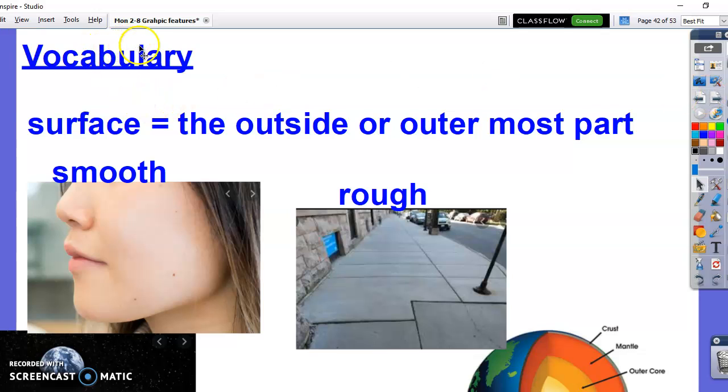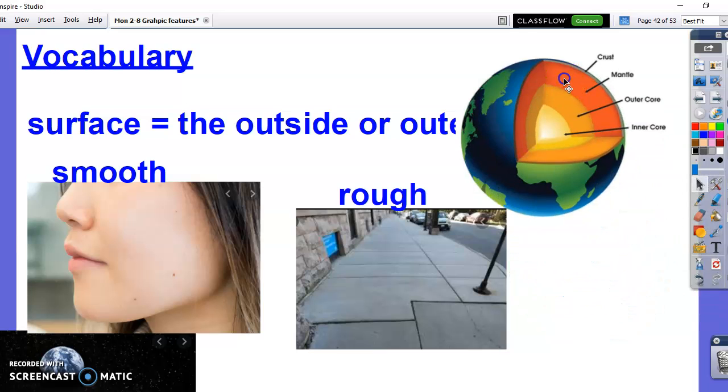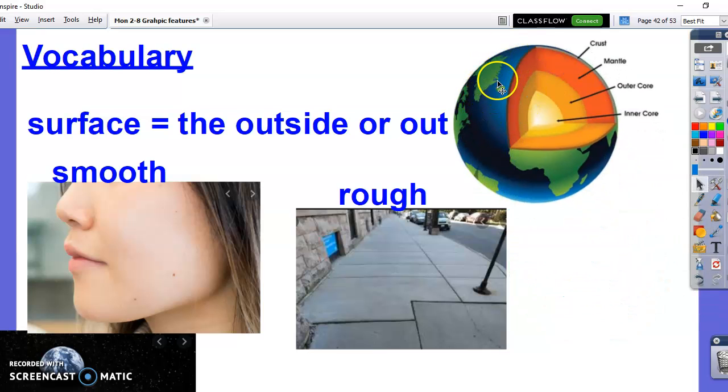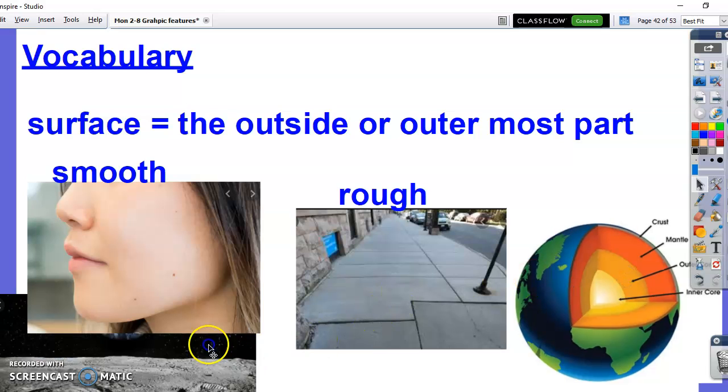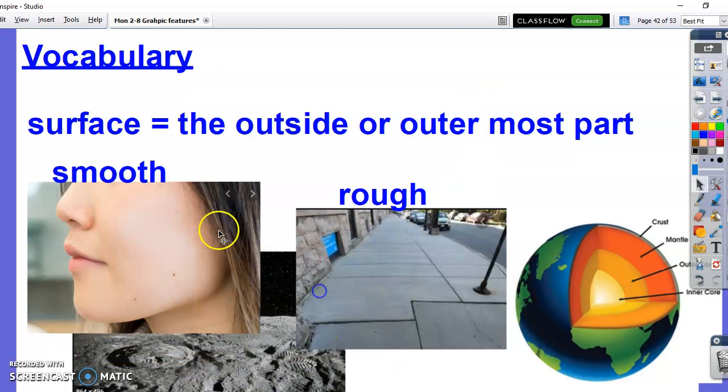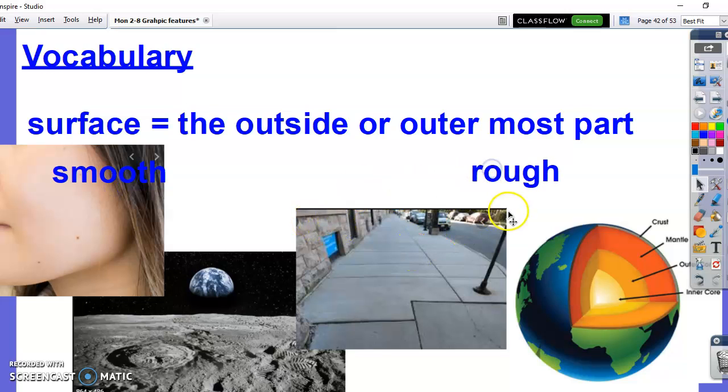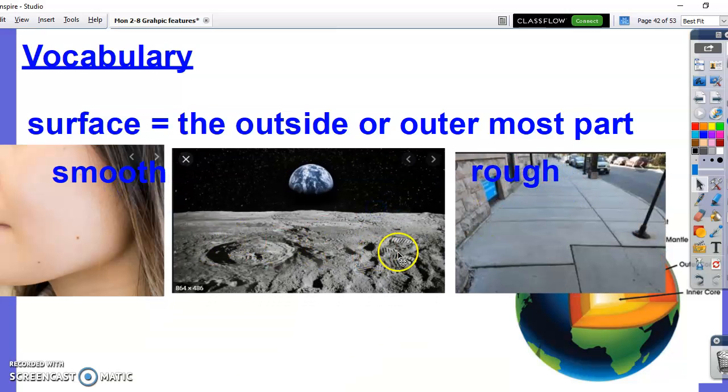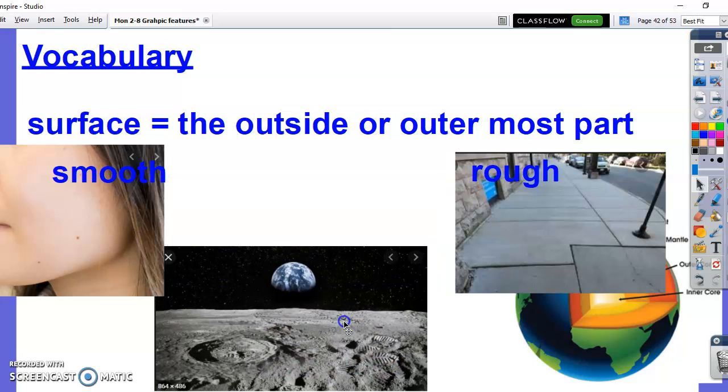Some of the vocabulary here, we have surface, which is the outside or outermost part of something, like smooth. Could be the skin of a person's skin. The surface of a person's skin could be smooth. It could also be rough, like the concrete outside is a surface that's very rough. We'll be talking about the surface of the earth, which is the part that we live on, called the crust. And if you think about the surface of the moon, it's a very dusty atmosphere. As you can see, the boot prints from the astronauts that walked on it. The surface of the moon is very dusty.